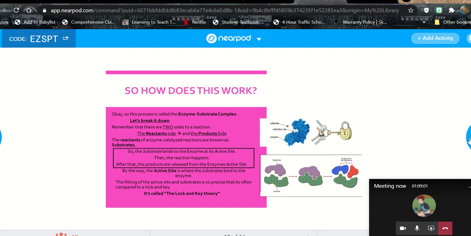So remember that there are two sides to your reactions. We talked about that earlier. There's two sides to every reaction.